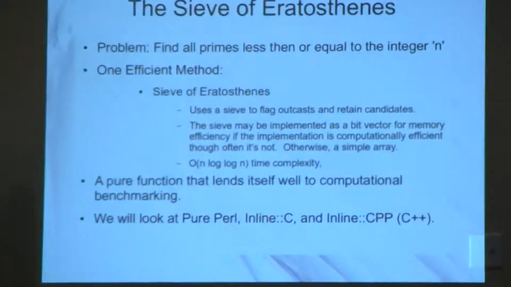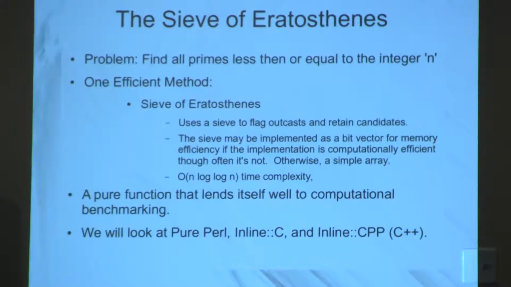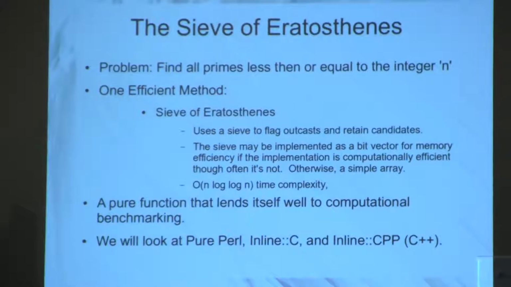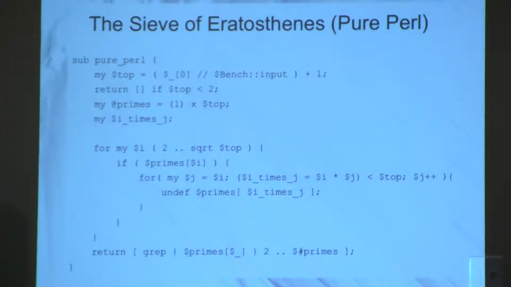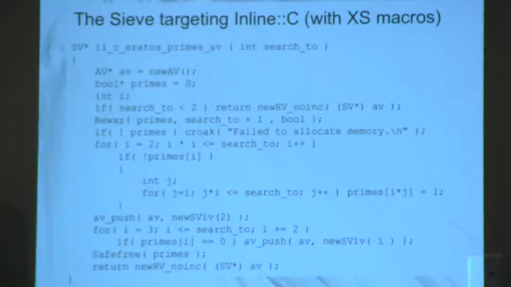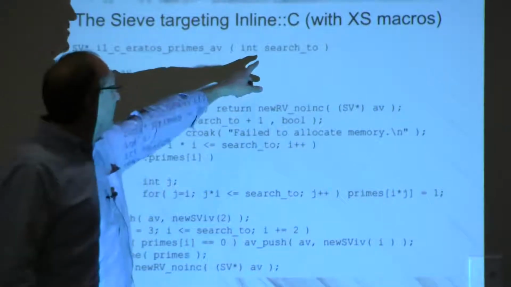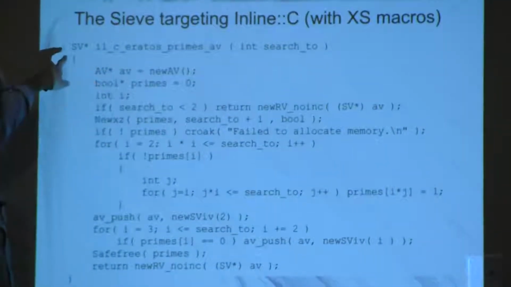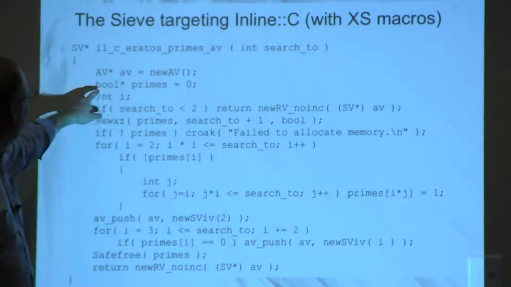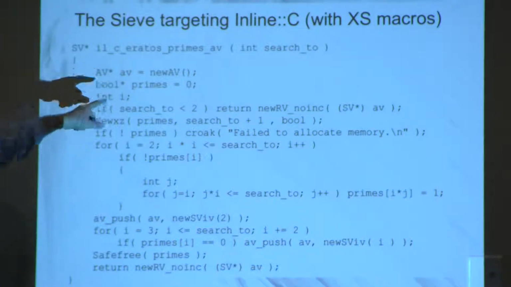The sieve of Eratosthenes. Anybody that's been to CS school has probably dealt with the sieve of Eratosthenes at some point. This is one of the fast ways of generating prime numbers. So here it is in pure Perl. Here it is, the same algorithm using Inline C. And so we're passing in an integer that tells how high we want to search to. We're going to return just a scalar value, just because Perl knows how to deal with it. It's easier that way. An AV, we're setting up an array within our C code.